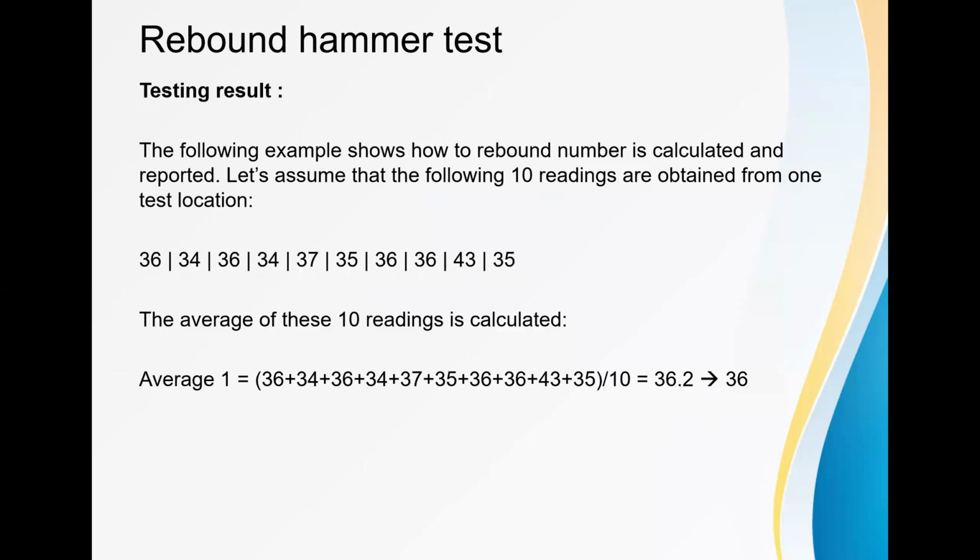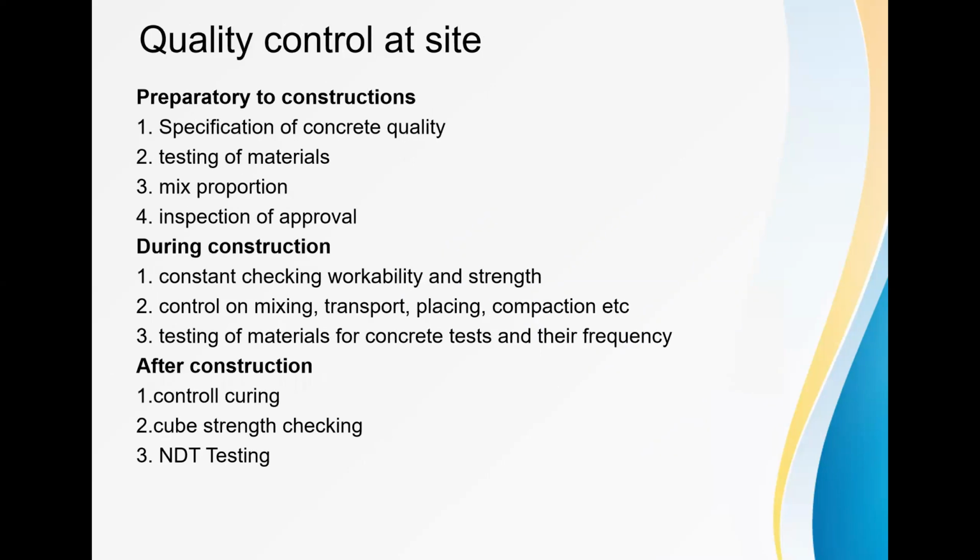Then how do we take the readings? On what basis? Suppose we are testing a column, take at least 10 readings, and the average of those 10 readings will give the result. You can see in the picture the average of these 10 readings, so we calculate the average of 10, and what we get is the strength of that particular structure.